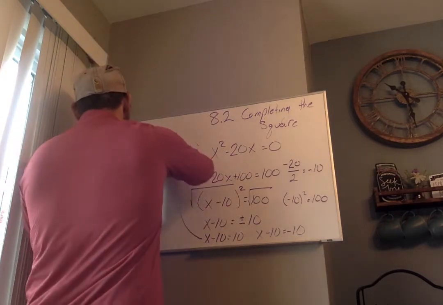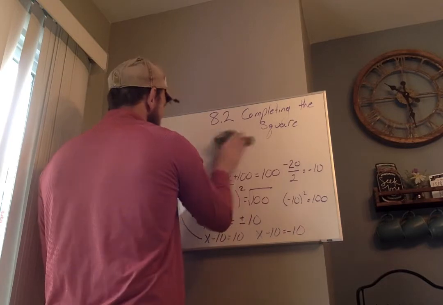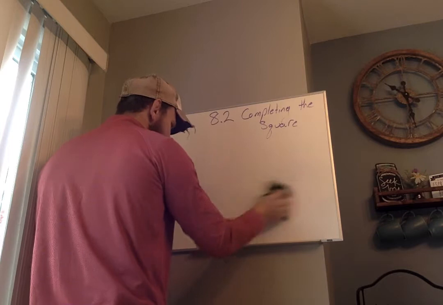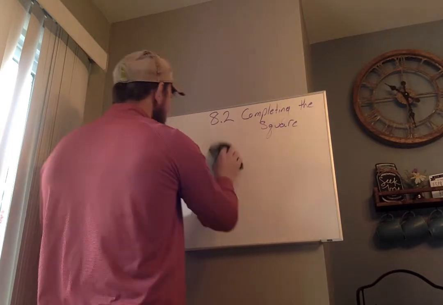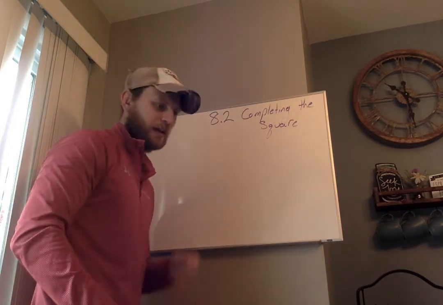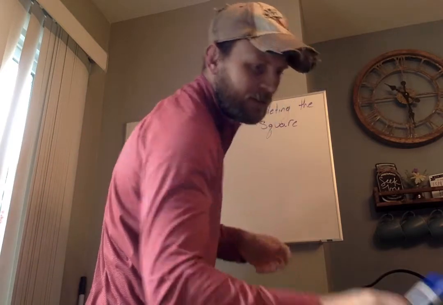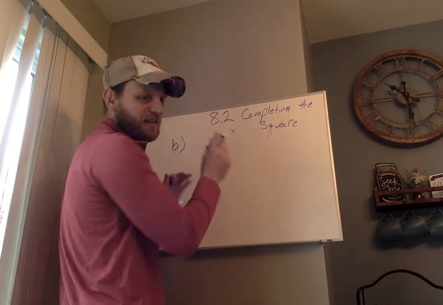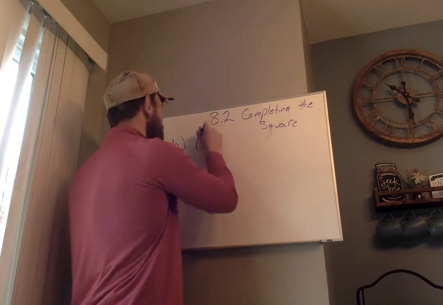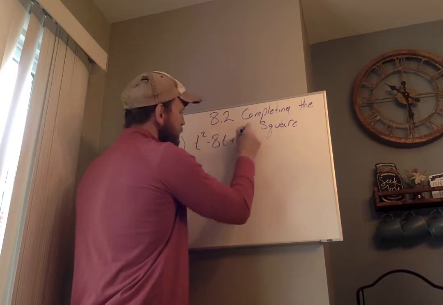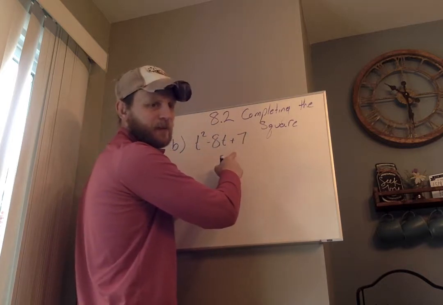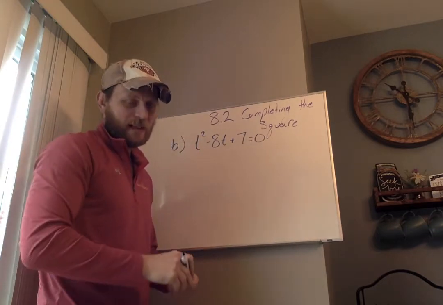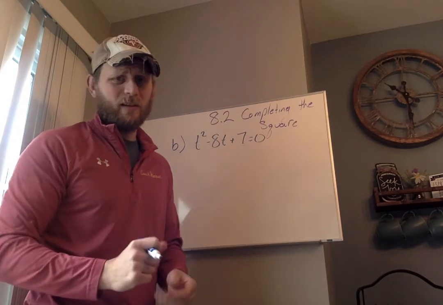Now, this one was a basic completing the square problem. Very simple. But just because it's simple doesn't mean that a harder problem is any harder. So now let's look at a little bit more difficult problem in B. B is a little bit more difficult because that 7's there. But I don't care that the 7's there. It actually plays no part in my problem right now.